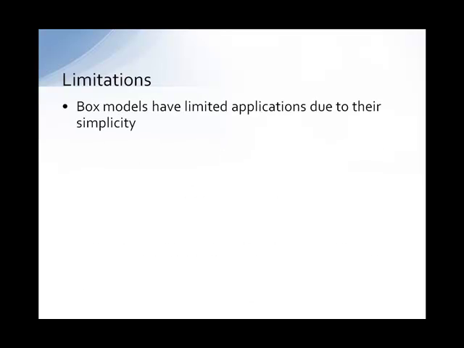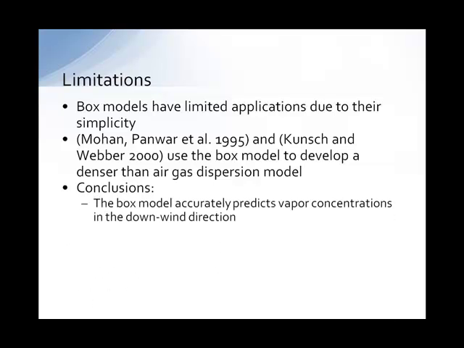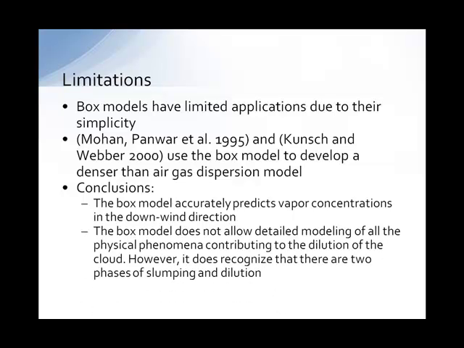In the articles Development of Dense Gas Dispersion Model for Emergency Preparedness and Simple Box Model for a Dense Gas in a Straight Sloping Channel, the authors used the box model to develop a denser-than-air dispersion model and conclude that the model accurately predicts vapor concentrations in the downwind direction and does not allow detailed modeling of all the physical phenomena contributing to the dilution of the cloud. However, it does recognize that there are two phases of slumping and dilution.